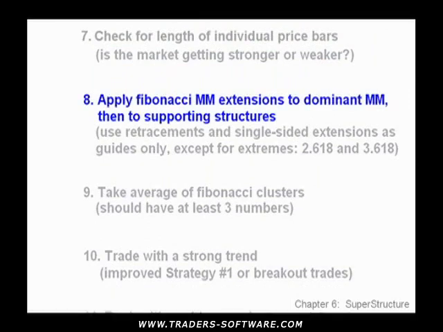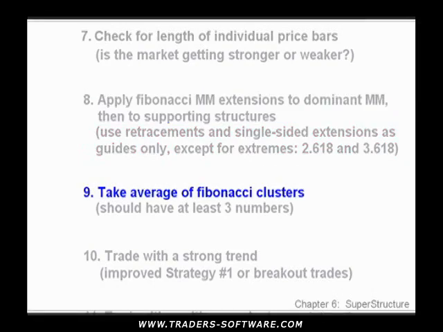Number eight, apply Fibonacci measured move extensions to the dominant measured move first and then to the supporting structures. Keep in mind that retracements and single-sided extensions are to be used as guides only, except for the extremes, the 2.618 and the 3.618 single-sided extensions. Number nine, take the average of the Fibonacci clusters. You should have at least three numbers. Here is where the numbers come together at a high probability turning point, which is the place to enter the trade. So number eight and number nine pertain to applying Fibonacci ratios.